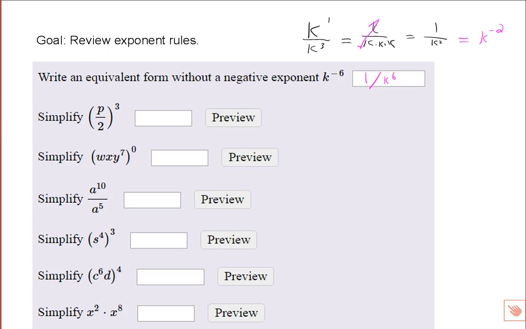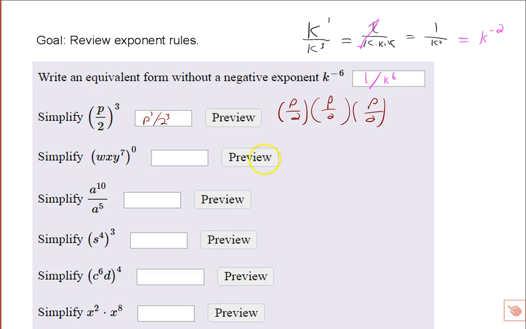Okay, simplify p over 2 cubed. When we raise something to the third power, that means we're going to write that same expression 3 times. So we have p over 2 times p over 2 times p over 2. So if you look, we have 3 p's on top, so that's p cubed. And on bottom we have 3 2's, so that's 2 cubed. And if you wanted to, you could evaluate the 2 cubed and call that 8. You could also leave it as p cubed over 2 cubed.